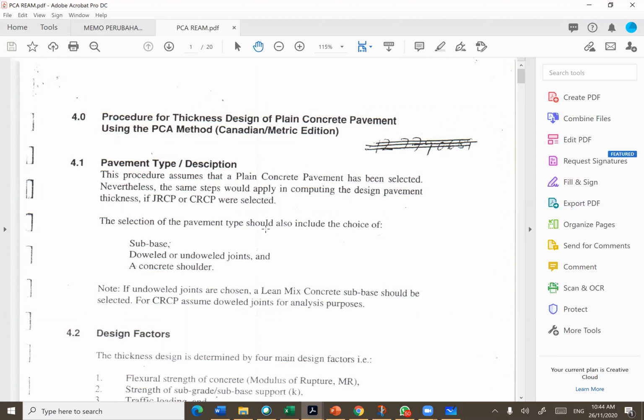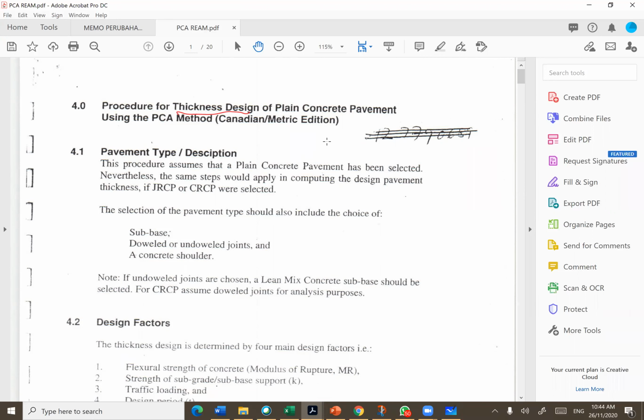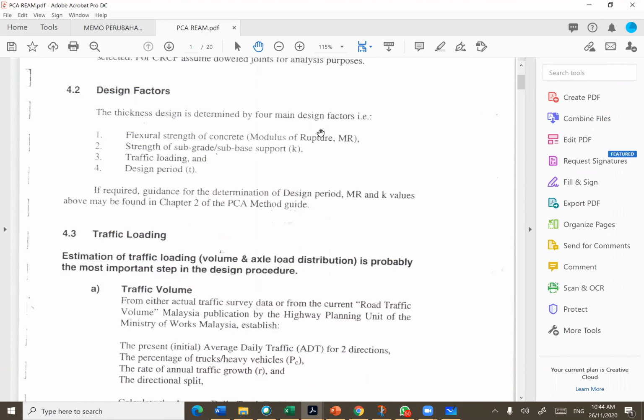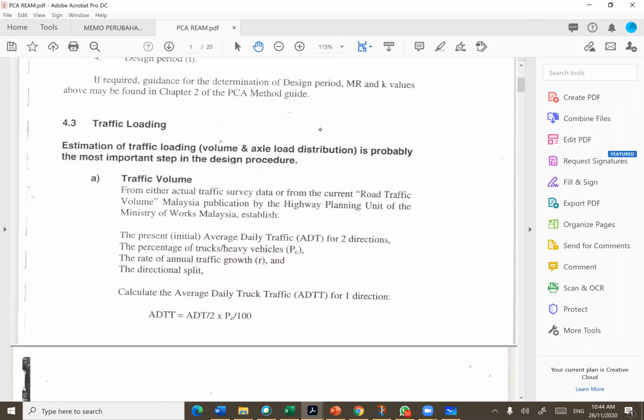I just picked one section, which is actually the section which discusses the thickness. Okay, the thickness design. Right. So you can have a read in front of you. This is basically the step by step that they use to calculate the traffic loading.